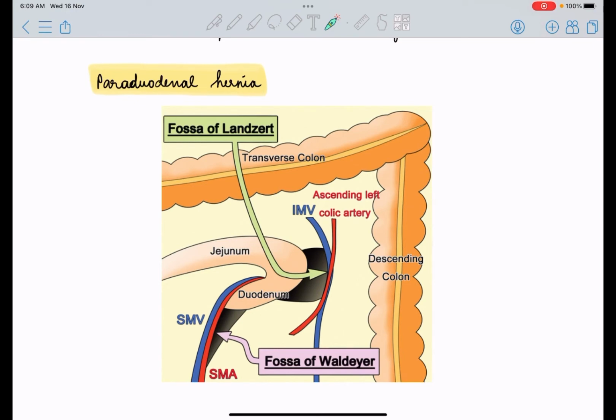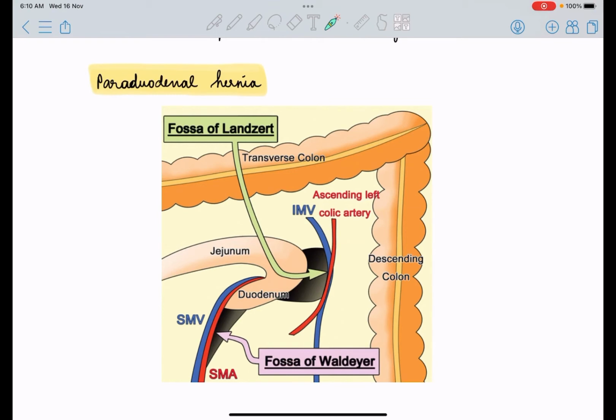If bowel herniates through the fossa of Landzert, it gives rise to left paraduodenal hernia. Remember, L for left. If bowel protrudes through the fossa of Waldeyer, it gives rise to the right paraduodenal hernia. It is important for us to understand this anatomy because when we try to reduce the bowel into the peritoneal cavity, we have to be aware of these vascular structures, because while reduction, we may damage these structures. If these structures are damaged, then it can give rise to certain consequences which we may not like.